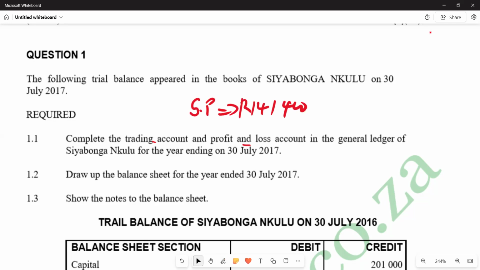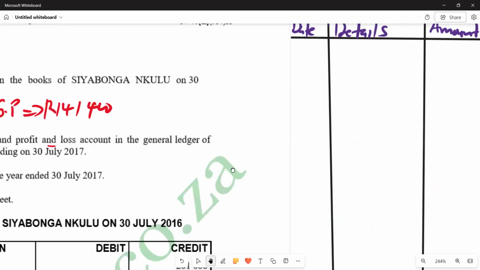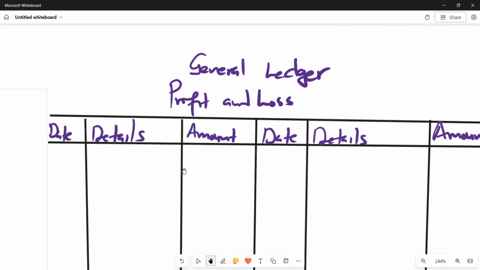So if you go to our other section, we've got our profit and loss account that we have there. So this is going to be our profit and loss account, and we've got columns that we have there.